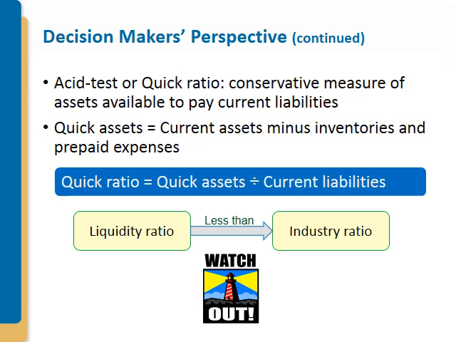By eliminating current assets such as inventories and prepaid expenses that are less readily convertible into cash, the acid test ratio provides a more stringent indication of a company's short-term solvency than does the current ratio. As with other liquidity ratios, watch out if the company appears significantly less liquid than its industry peers.